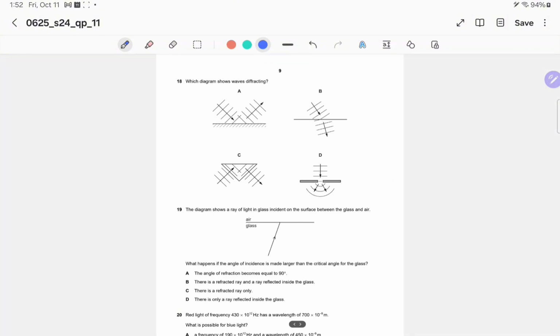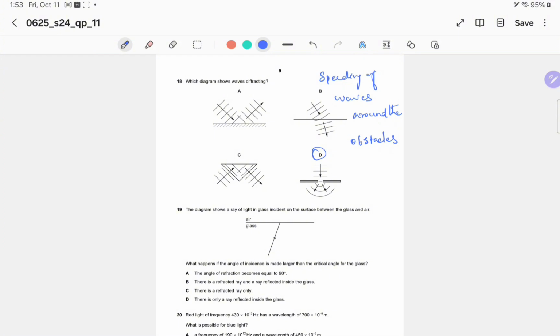Next question, 18th question. Which diagram shows the waves diffracting? What is meant by diffraction? The spreading of the waves around the obstacle. So how does it move? From here it is not moving outward, but here it also gets diffracted. So only D is the correct answer. It moves over the obstacle and expands.